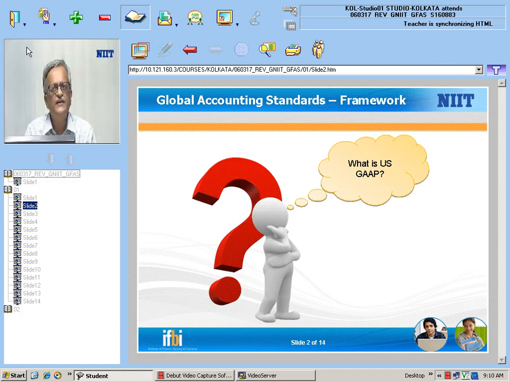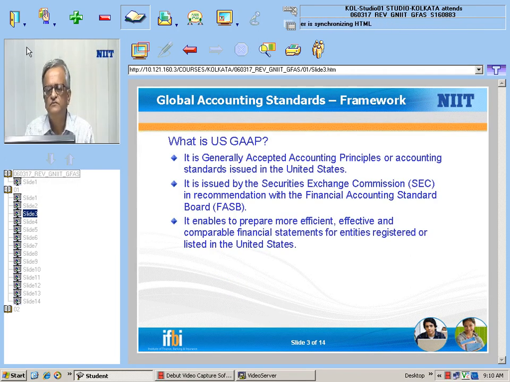What is US GAAP? Let us see. It is generally accepted accounting principles or accounting standards issued in the United States. It is issued by the Securities Exchange Commission, SEC, in recommendation with the Financial Accounting Standards Board. So these are the two important institutions in the United States which are connected with the US GAAP.